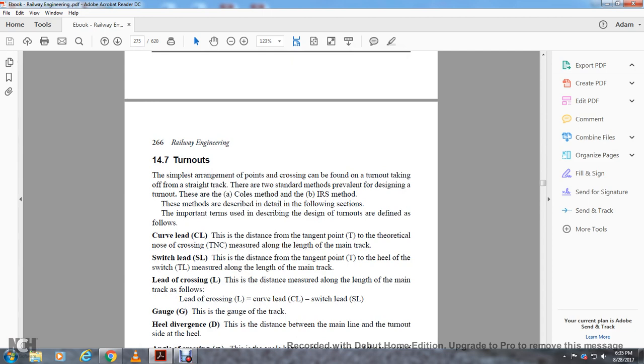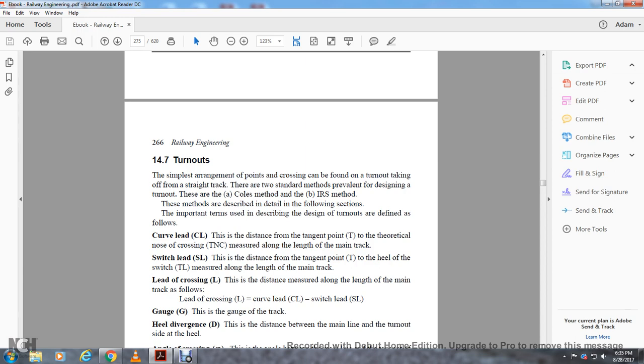14.7 The turnout. The simplest arrangement of the form of the crossing could be found with the turnout taking off from the straight track. There are two standard methods prevalent for the design of the turnout: A, the Coles method, and B, the IRS method. The method is described in detail in the following section for the Indian Railways method.